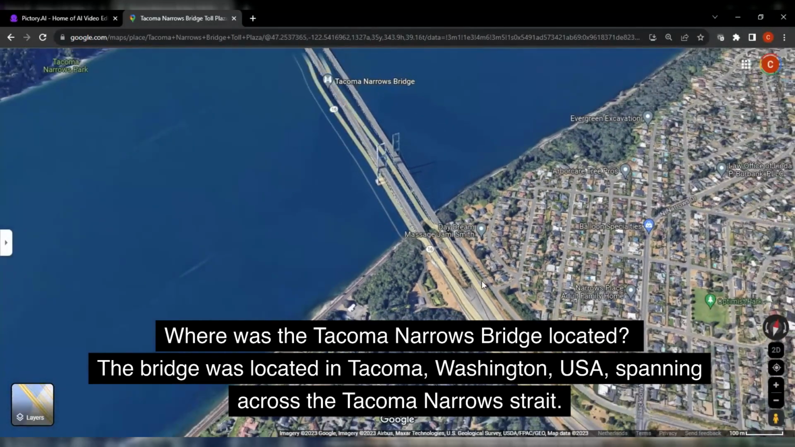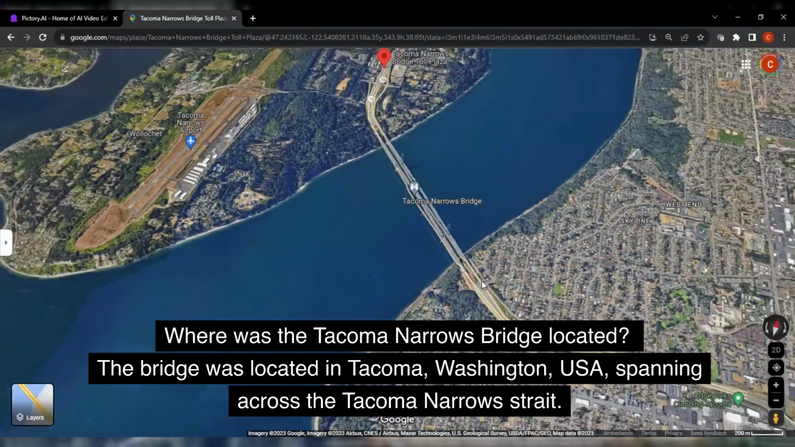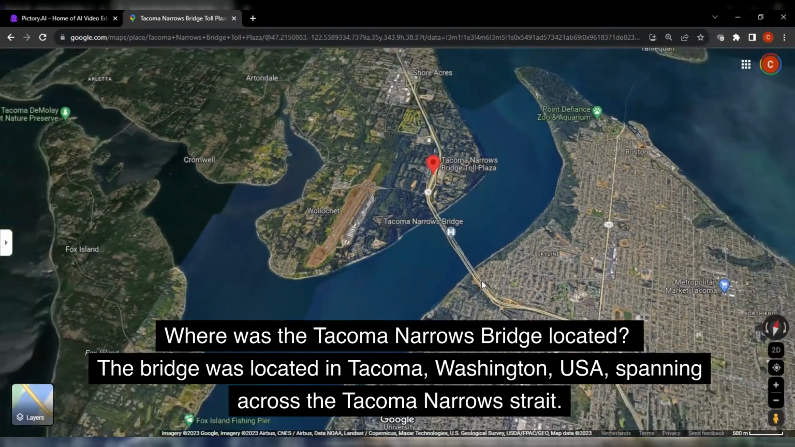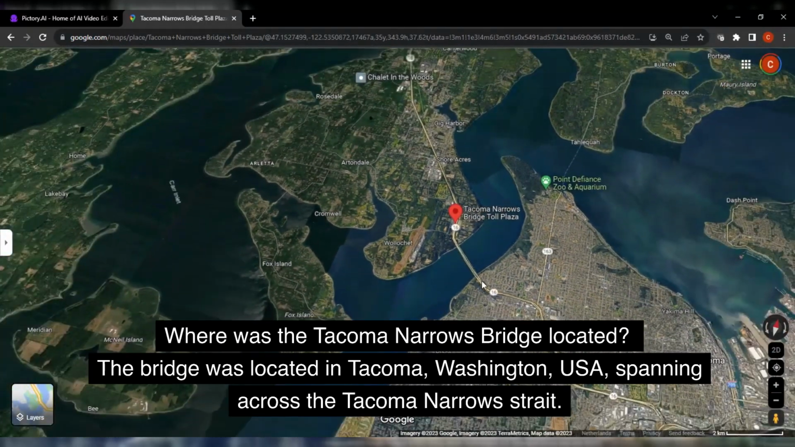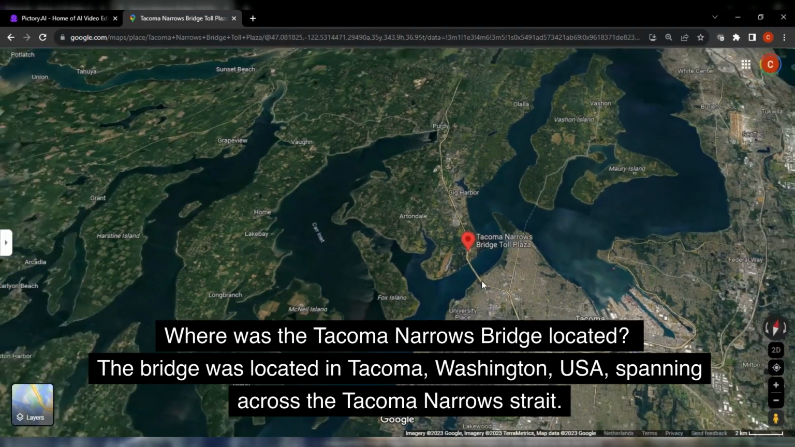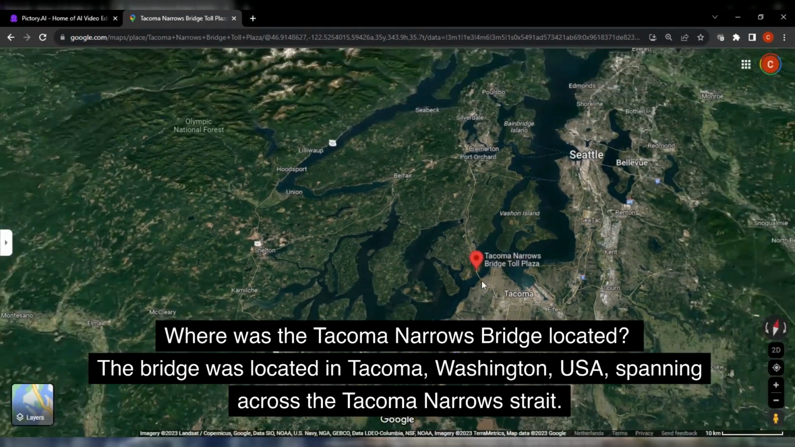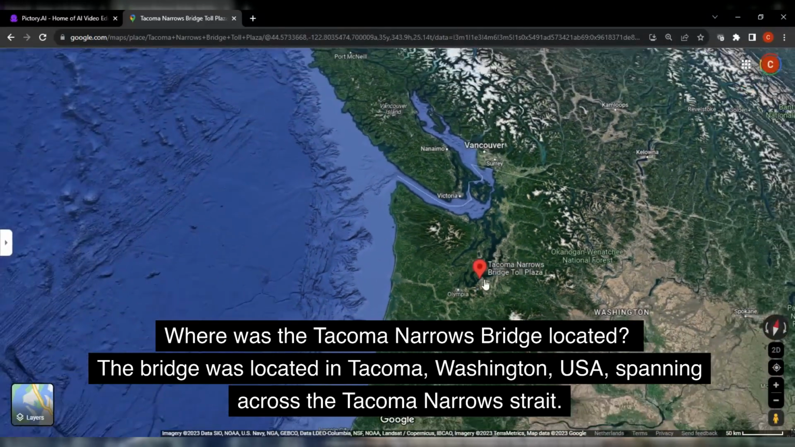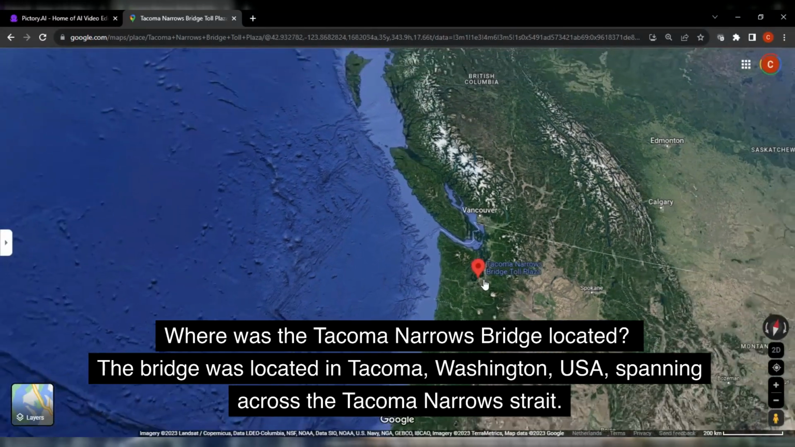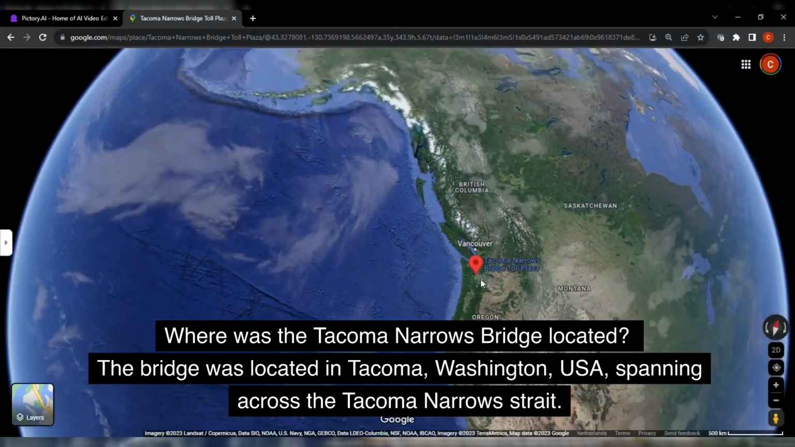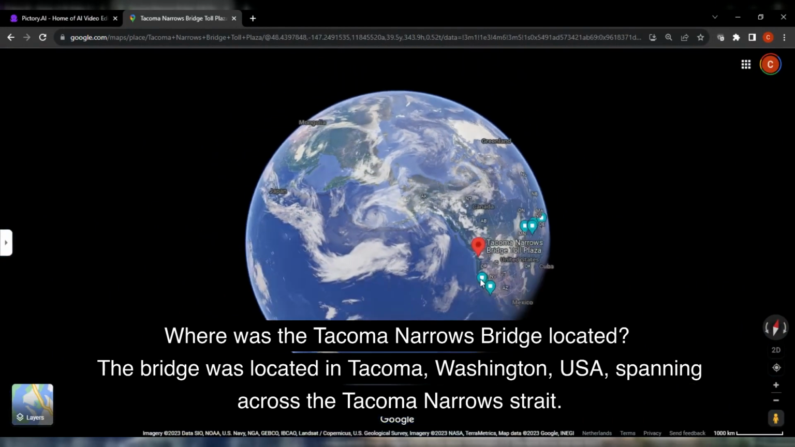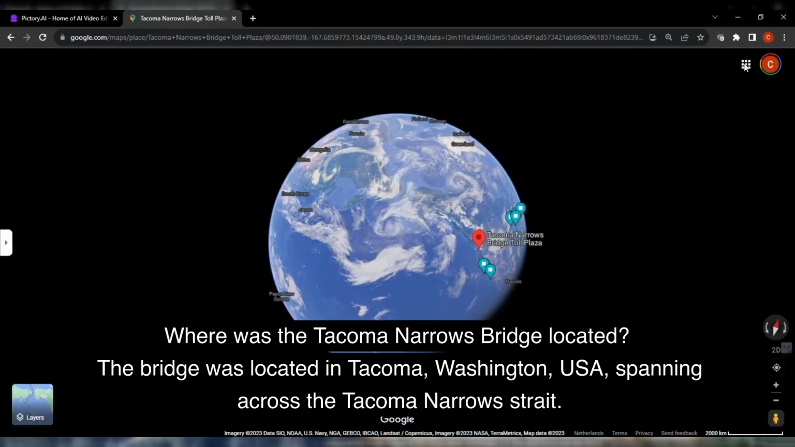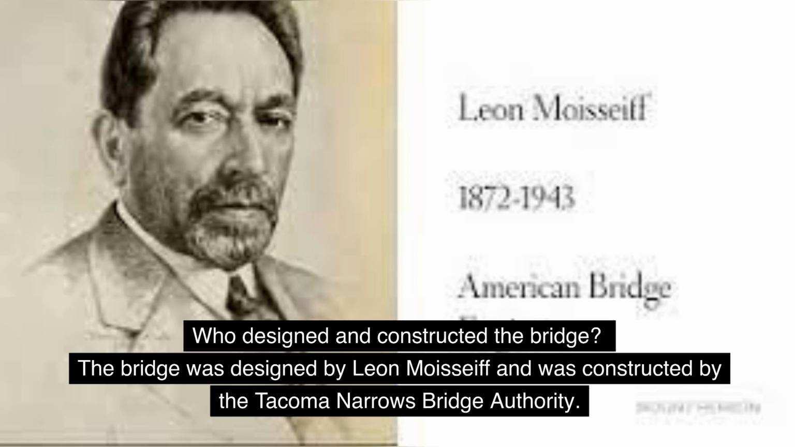The bridge was located in Tacoma, Washington, USA, spanning across the Tacoma Narrows Strait. Who designed and constructed the bridge? The bridge was designed by Leon Moiseiff and was constructed by the Tacoma Narrows Bridge Authority.